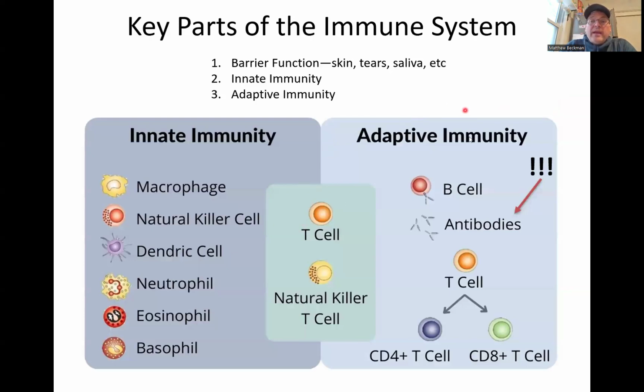Now, let's just do a quick overview of the immune system. So there are 3 major types of immunity that humans and mammals have in general.